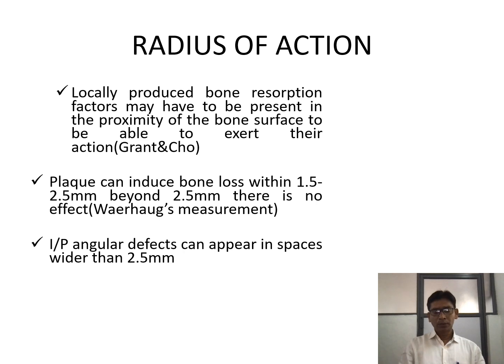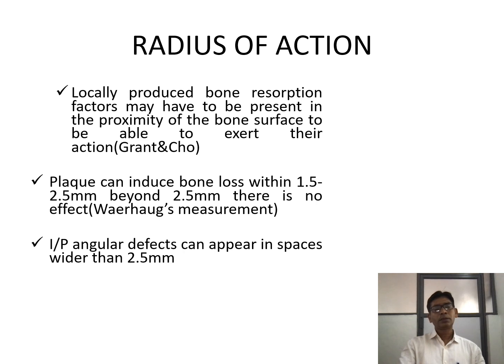Now, you all know there is the presence of some gingival inflammation products, as well as the presence of microbiology, and there is a host microbial interaction going on around the tooth surface. Now, these locally produced bone resorption factors may be present proximate to the bone surface, as in the case of the periodontal pocket.